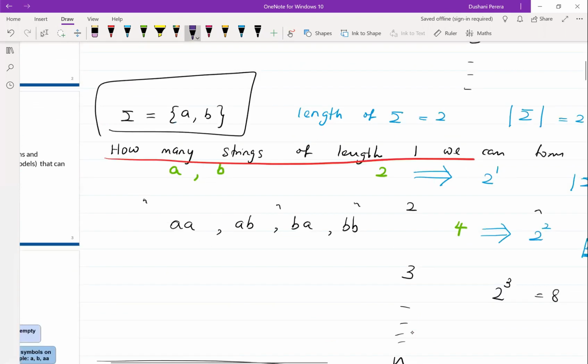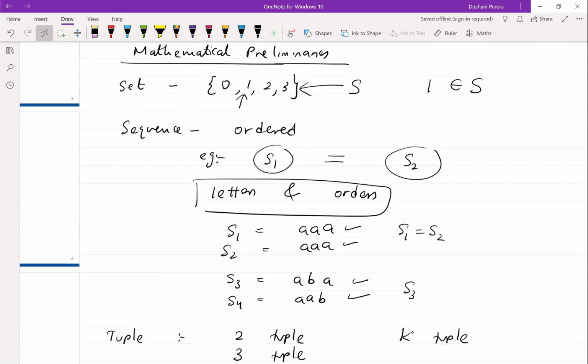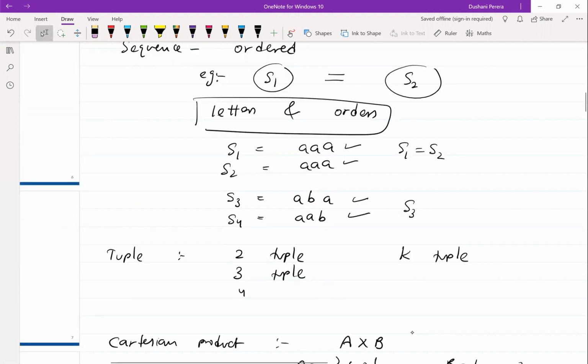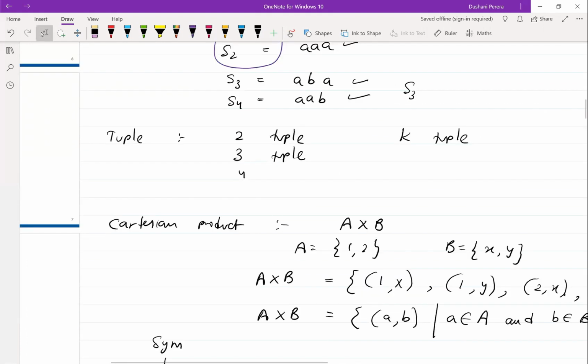We discussed that, and then we went on to discuss mathematical preliminaries because we came across certain words like sets, sequences, and so on when we spoke about alphabets and strings. So we defined set and sequence. This is where we spoke of two strings being equal if the letters are equal and the order is equal. And then we spoke about tuples, and we said 2 tuple, 3 tuple, 4 tuple, and finally k tuple. And by the way, when you have a 2 tuple, you call this a pair.